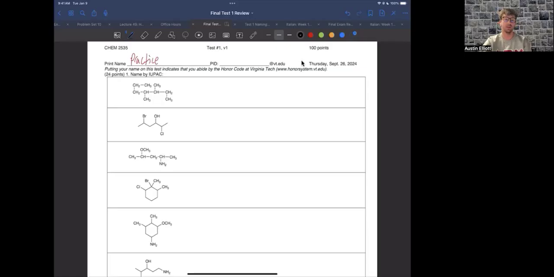Everyone. So this is going to be test one review for the final, going over one of the versions from this semester. So to start off, just doing some foundational naming practice. So with naming, making sure to always highlight that longest chain, and then make sure you always are numbering your carbons.